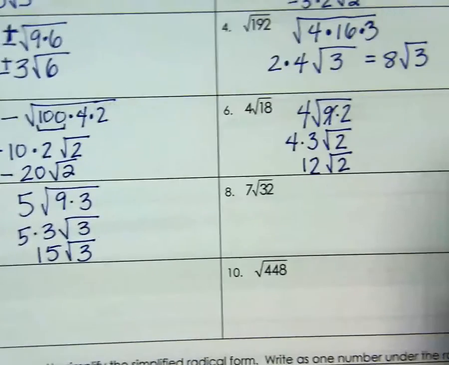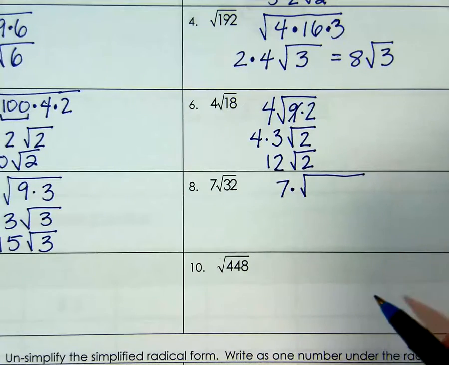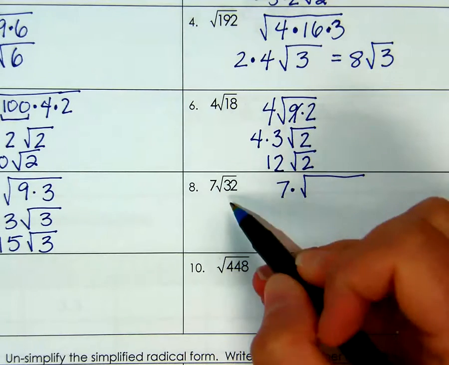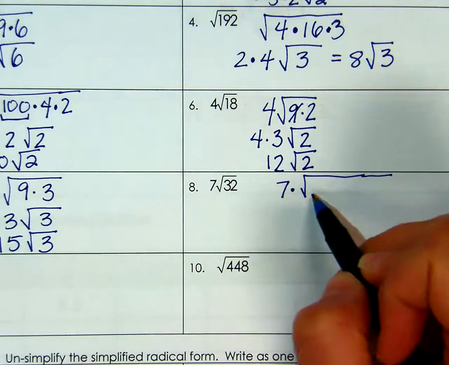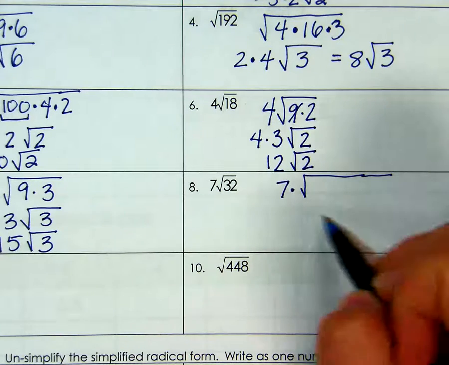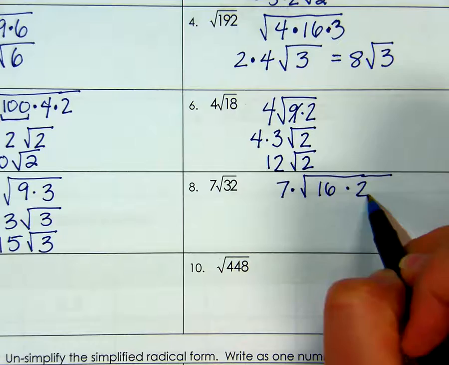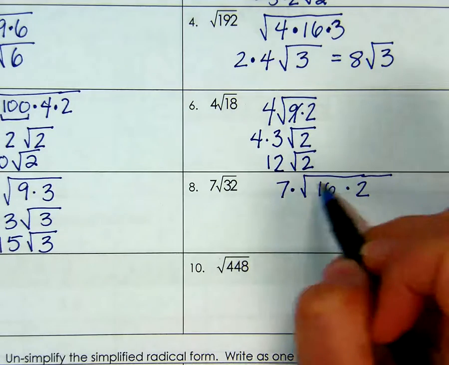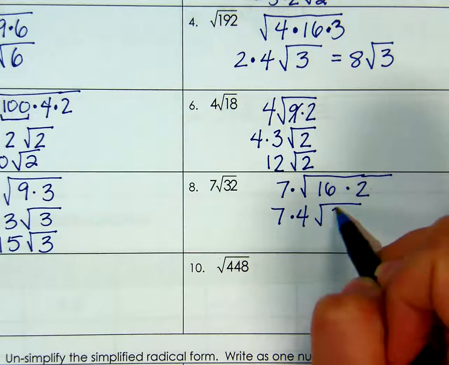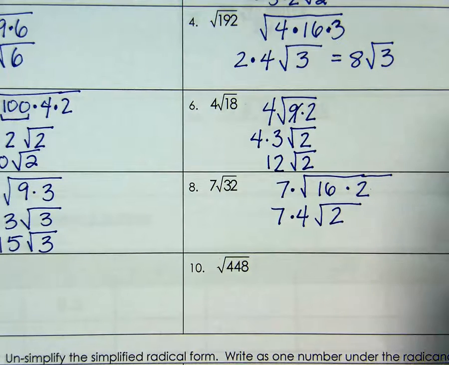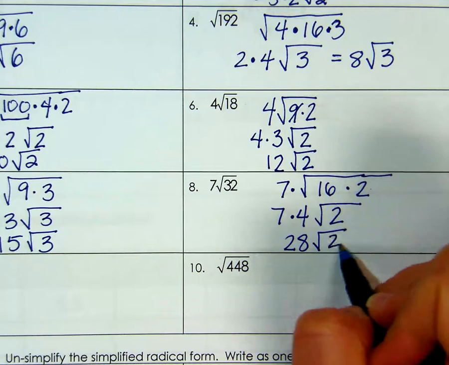For number 8, 7 times square root of 32. Hopefully you saw that it was 16 times 2. If you didn't see that, remember you could break it down into factors of 2, and for every pair of 2, you can pull out one of them. I noticed 16 times 2. Square root of 16 is 4, so I'm going to pull the 4 outside the radical. The 2 remains inside. 7 times 4 is 28 times the square root of 2.